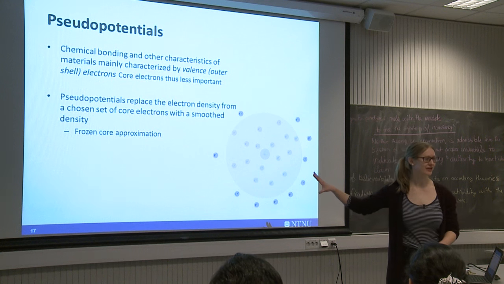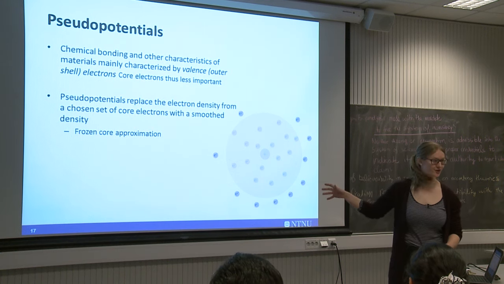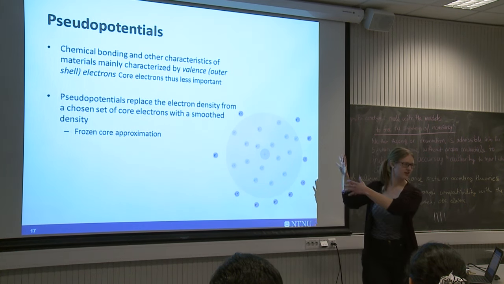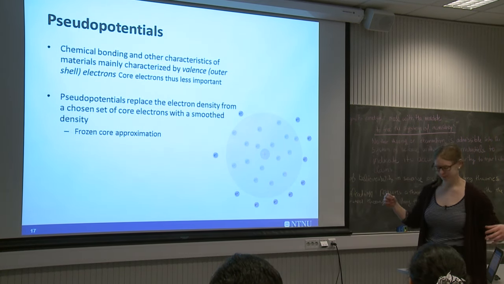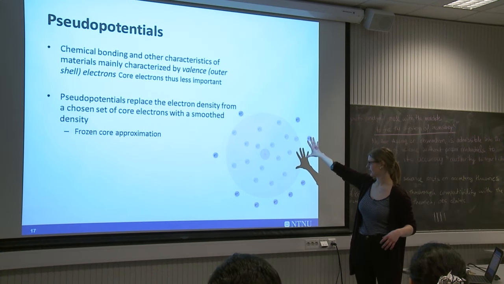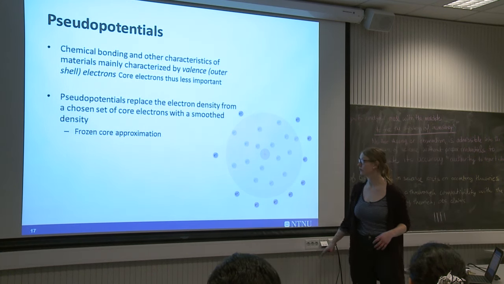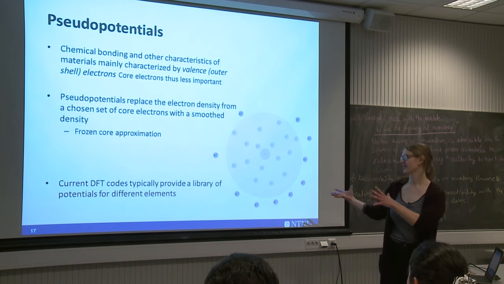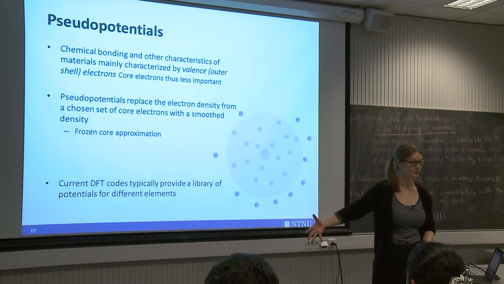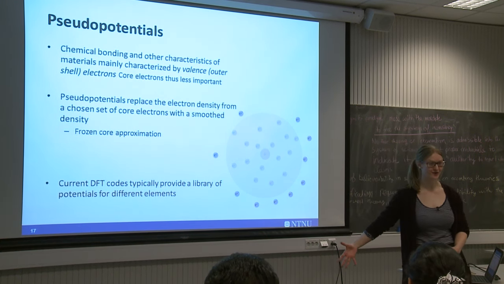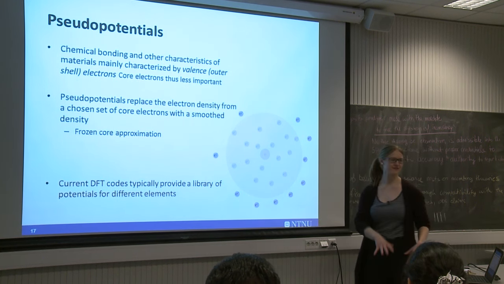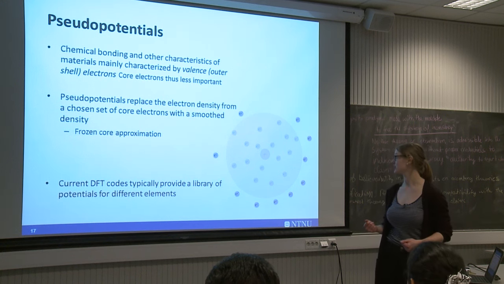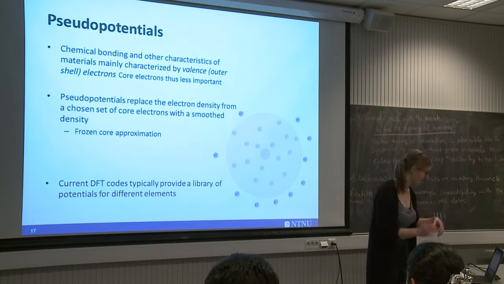That makes calculations so much easier to do, because the inner electrons are now in this big, some effective positive potential, and then you only let the outer electrons move. And a nice thing is that current DFT codes provide these pseudopotentials. It's not like you recalculate what this inner part is every time. There's often a library with these pseudopotentials that you use for each element in the periodic table.